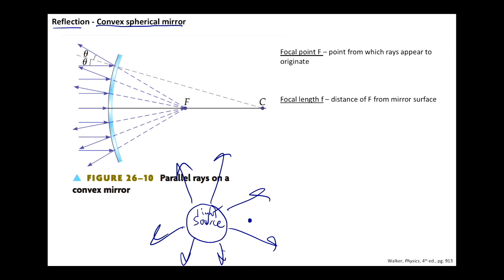However, if I get far enough away and look at two adjacent light rays, I can't really tell that they're spreading out. They appear to me to be parallel. So we're imagining a case where I'm far enough away from the light source that the incoming rays hitting the mirror are parallel to each other.